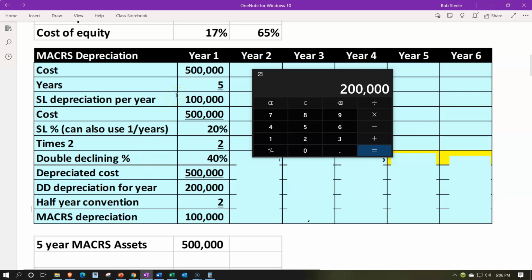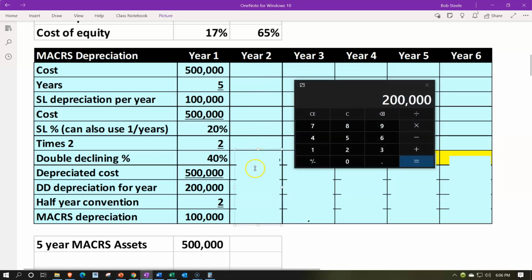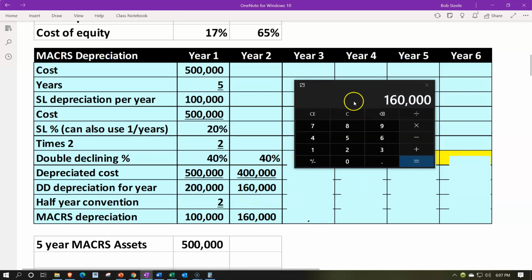So we're going to divide that 200,000 by 2 to get back to 100,000, which is the same as the straight line amount, but it's really double declining balance half-year convention, which is important because when we go to year 2, we can't apply the straight line rate. We've got to continue on with the double declining method. So now we're going to take the cost, 500,000, minus the 100,000. That's basically our book value on a tax basis. Cost minus the accumulated depreciation, 400,000, times the 0.4 or 40% gives us the 160,000.